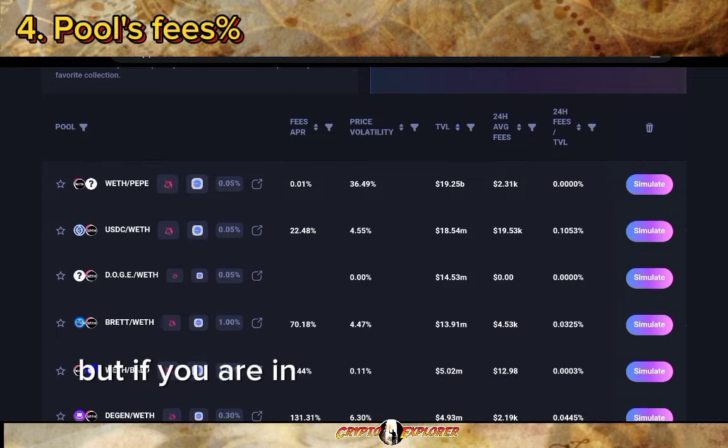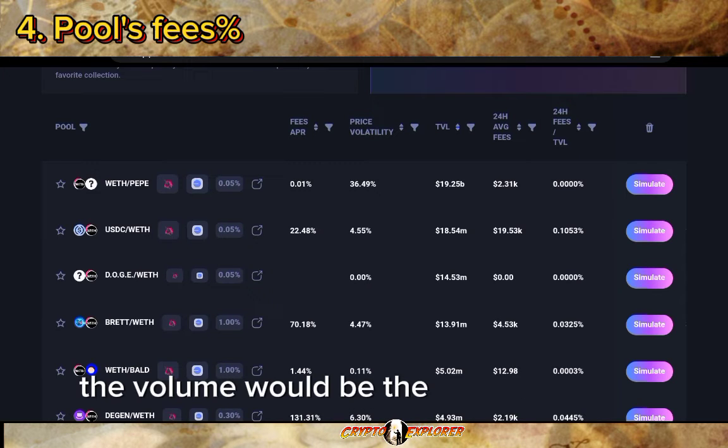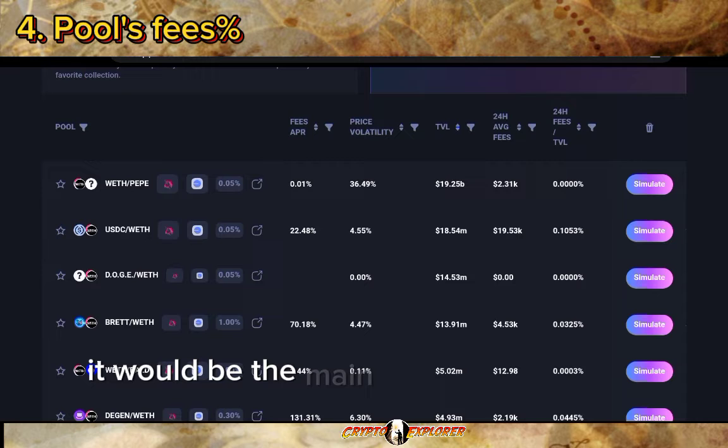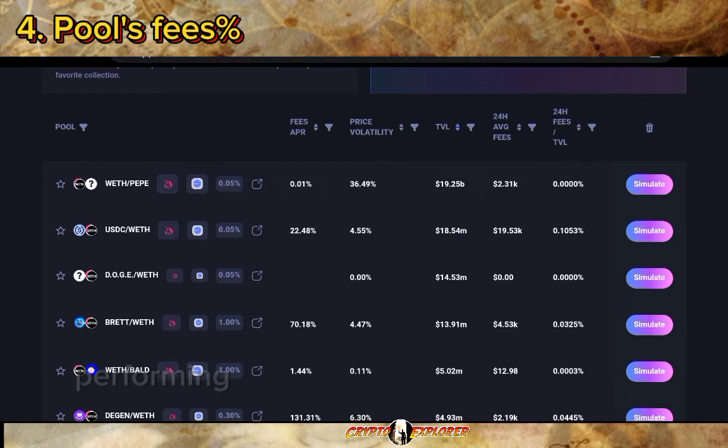But if you are in doubt about a couple of pools, let's say they have the same pair, the same fee range, the same liquidity, then yes, the volume would be the joker, so to say. It would be the main aspect that would make the difference when it comes to showing which pool would be the one performing the best.